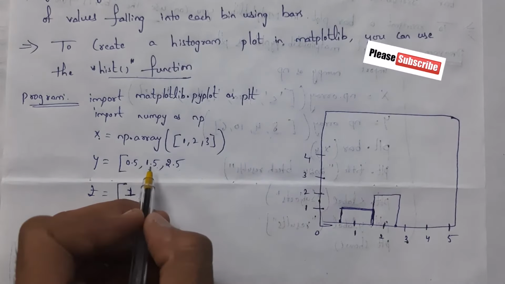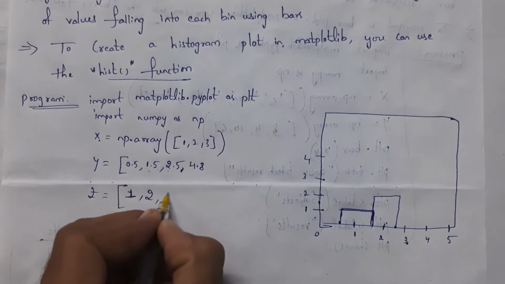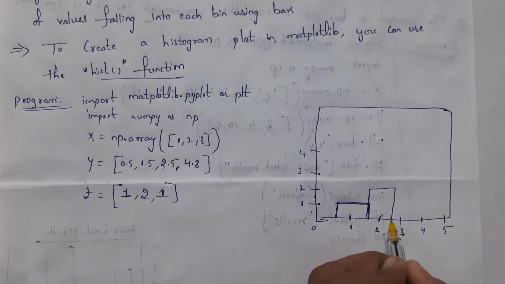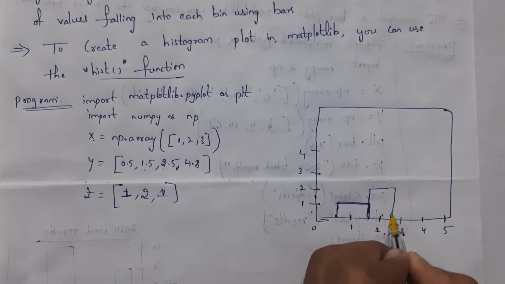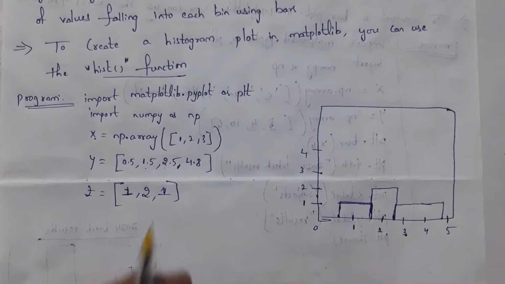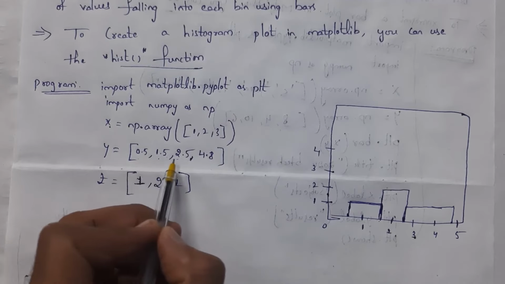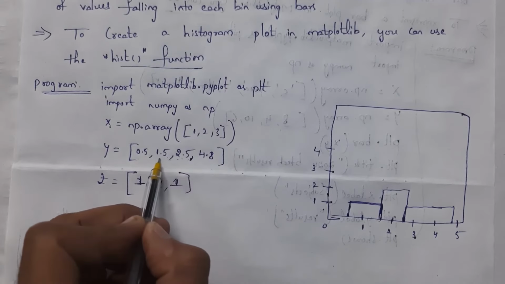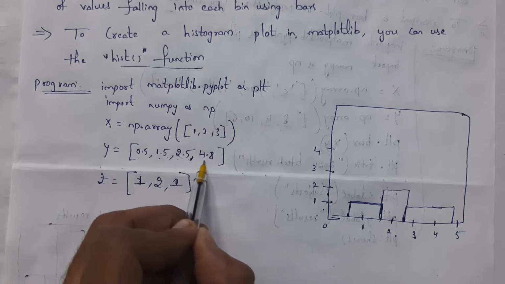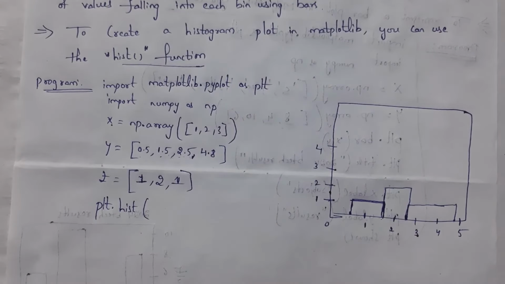And third bar width 2.5 to 4.8 for example, and height is 1. So starting from 2.5, so starting from here to 4.8 here till here, and height is 1. So first bar width is from 0.5 to 1.5 and second bar width is from 1.5 to 2.5 and third bar width is from 2.5 to 4.8. In order to draw this histogram plot, you need to use hist function.